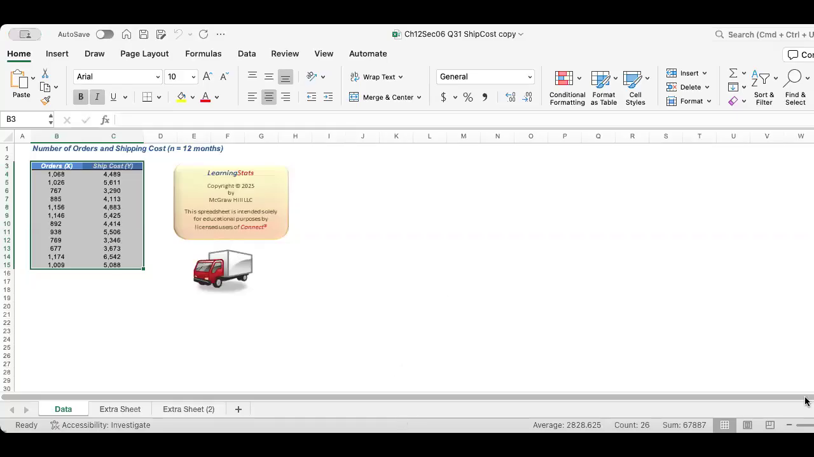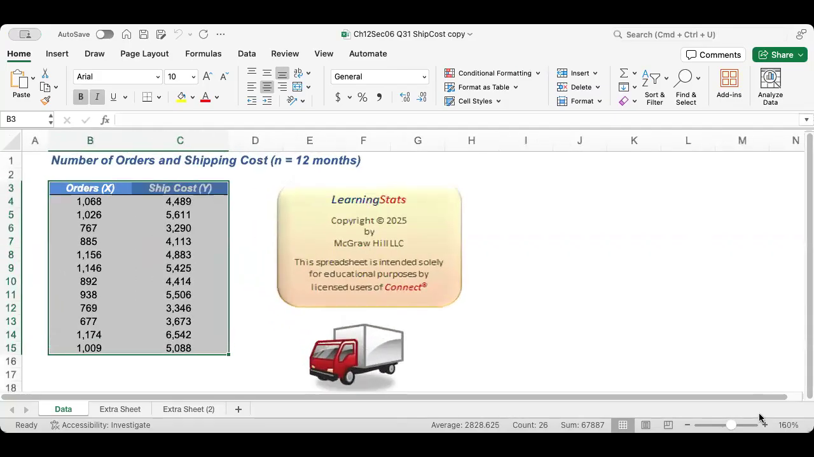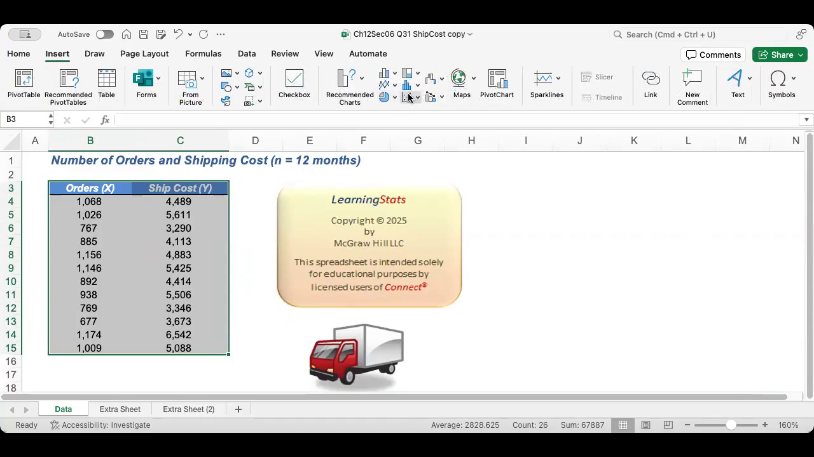Here, it's problem 31. Problem 31 says, do the number of orders I have from a particular company relate to the shipping costs for that company? Let's determine if there's correlation here. If I order more things, do my shipping costs go up? I'll start with a scatter plot. Insert scatter plot.